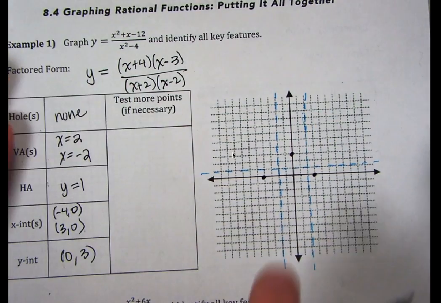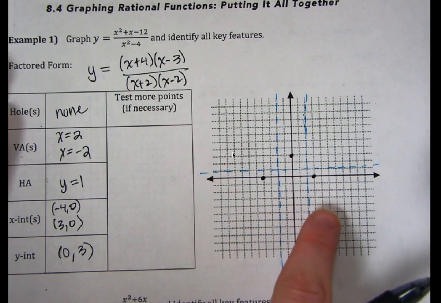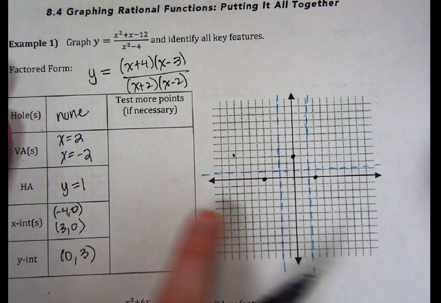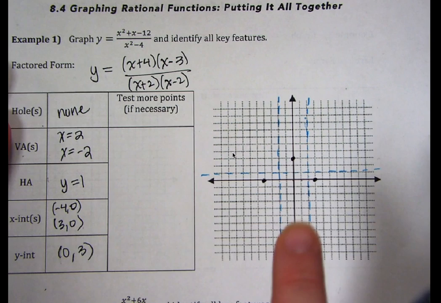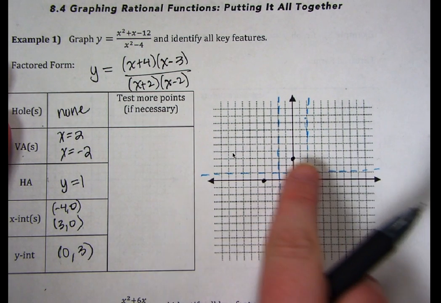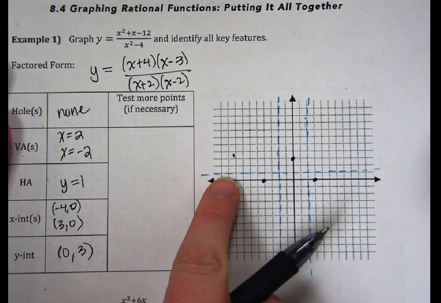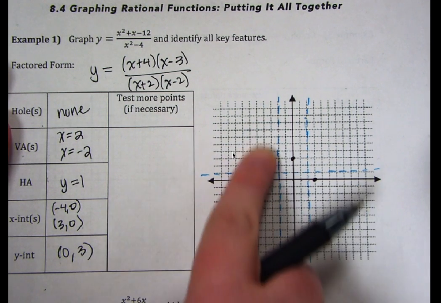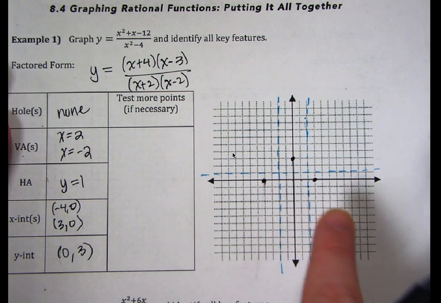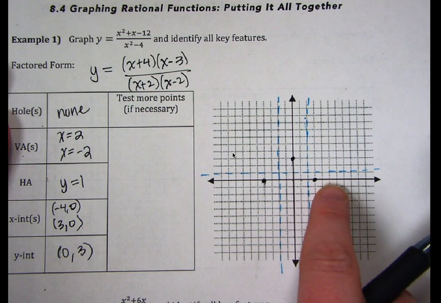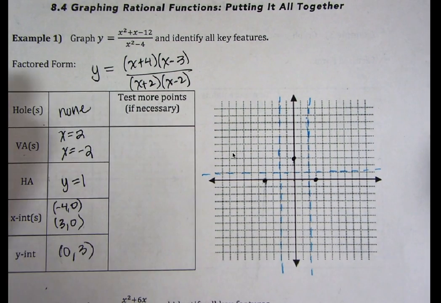In this case, I feel like we've got enough key features to go ahead and plot. We won't need to test more points. And the reason why is we have a point located in each one of these quadrants, or not really quadrants, but each one of these sections of our graph. And we know that on each section, the graph is just going to curve or hug along those asymptotes.